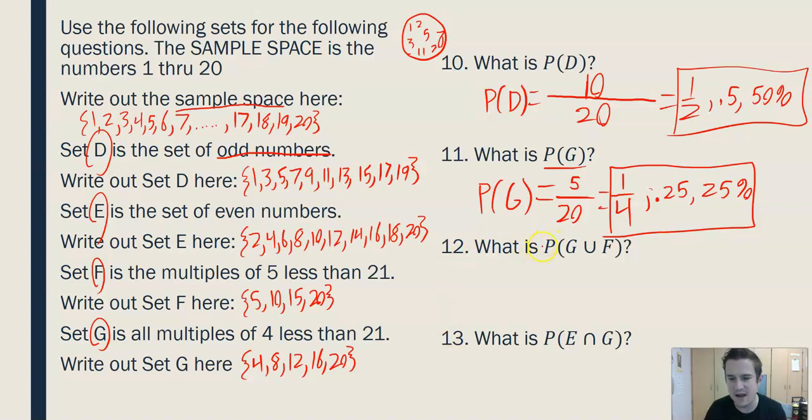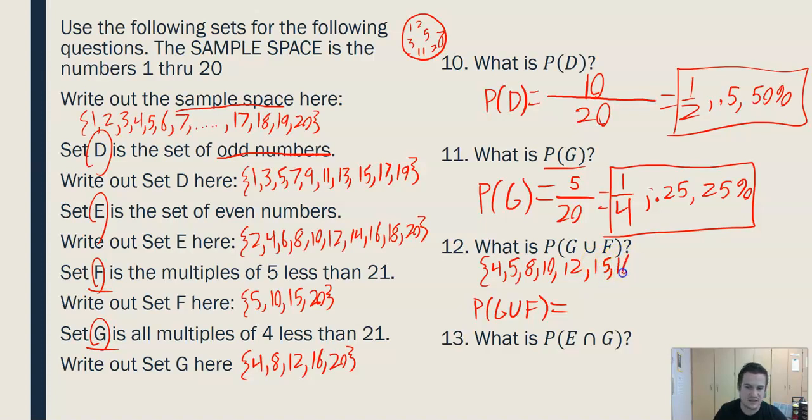Okay, so now I have here, what is the probability of G union F? So what is the probability of set G unioned with set F? Reflecting back to what we talked about with set notation, what does union mean? Well, union is all of the numbers in either set G or set F. So let's list all the numbers in set G or in set F. There's a 4, a 5, an 8, a 10, a 12, a 15, a 16, and a 20. There's 20 in both of them, but I'm only going to write it once because that's redundant.